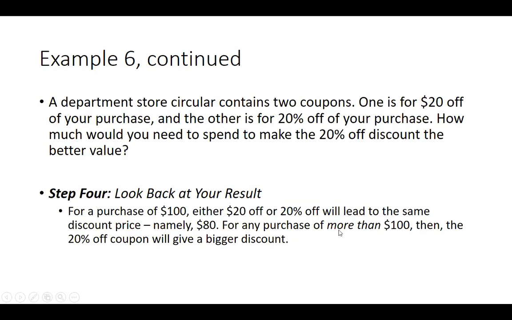That means for any purchase of more than $100, the 20% off coupon will give a bigger discount. So again, a $100 purchase, both coupons would give you the same off. It would give you $20 off. 20% of 100 is 20. But that means that 20% of things over 100 is more than 20. So 20% off would be taking more than $20 off and would give you the bigger discount. So the answer to the question is you would need to spend more than $100.